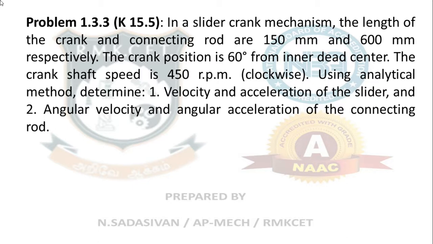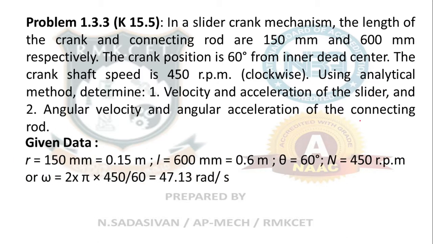So let us list down the given data. Radius of the crank is given as 150 millimeter, so it is 0.15 meter. R is equal to 0.15 meter. And the length of the connecting rod is given as 600 mm. So L is equal to 0.6 meter.